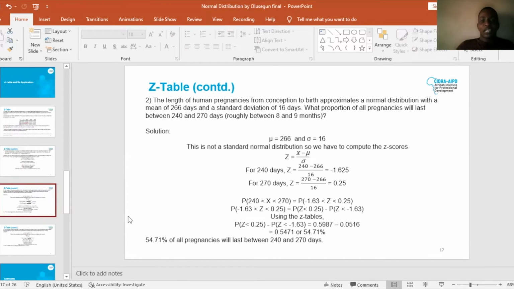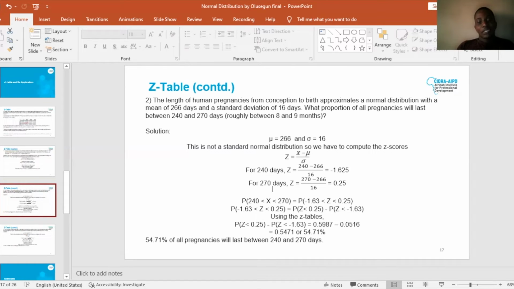Here we can understand that our mean is 266 and our standard deviation is equal to 16. This is not a standard normal distribution, so we have to compute the z-scores. I know z-score equals x minus the mean over the standard deviation. So at 240 days, the z will be 240 minus 266 over 16. X in this case is 240, the mean is 266 and the standard deviation is 16. So we get minus 1.625.